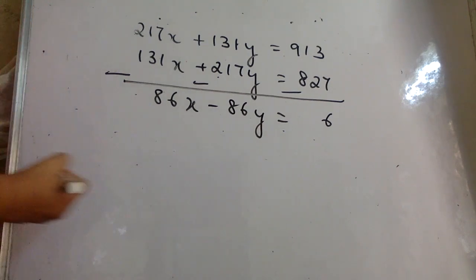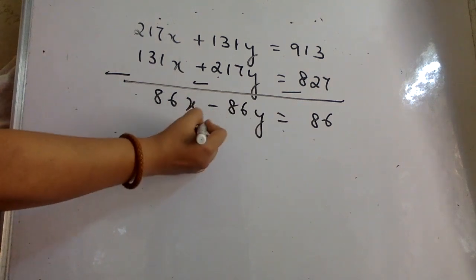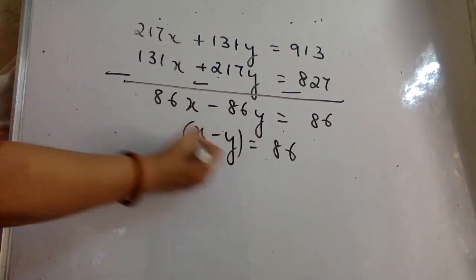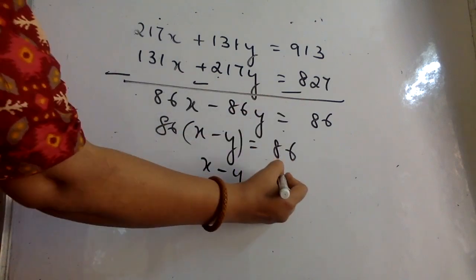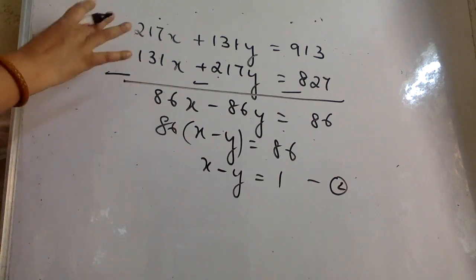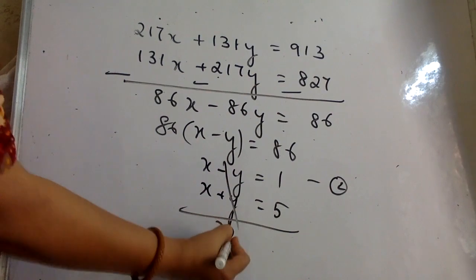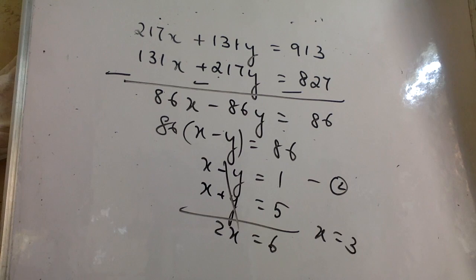So now x minus y is equal to 86. Here I can put 86 over here. X minus y, this is a plus 86, remember, is equal to 1. So this is my second equation, and from the first set I had got, on adding, x plus y is equal to 5. So here 2x is equal to 6, x is equal to 3. That's my first answer. Okay.